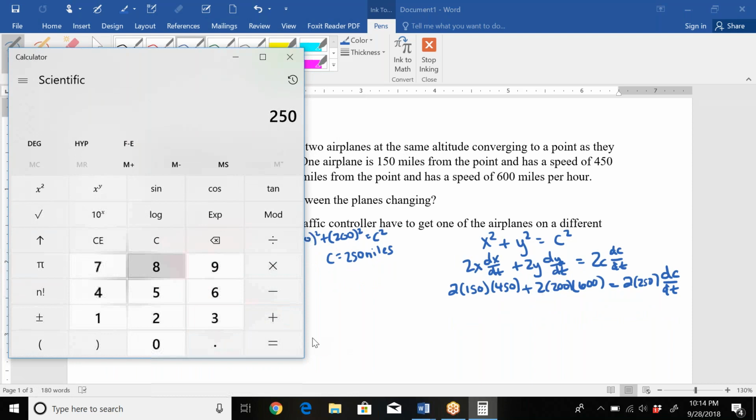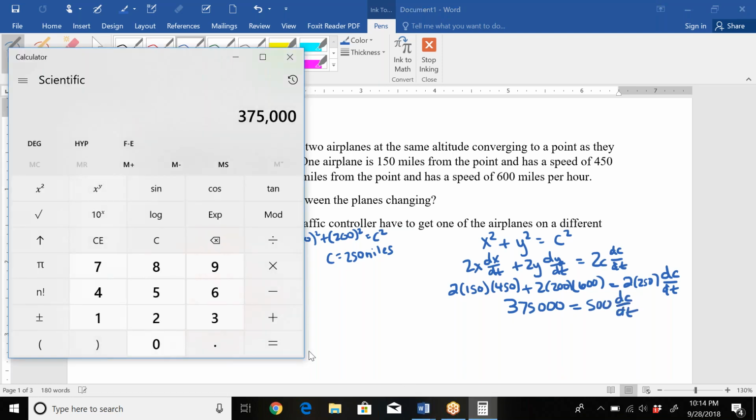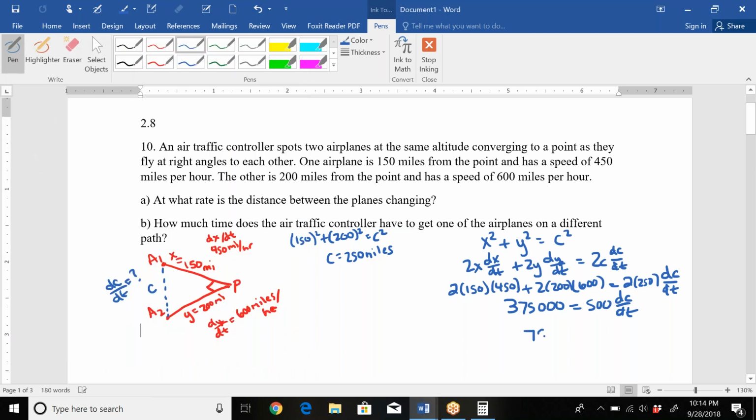And we're going to work that out. So this is 2 times 150 times 450 plus 2 times 200 times 600. So that means this side is 375,000 equals, that would be 500 dc dt. And if we divide this by 500, we're going to get a number, but we have to think about if it's the right value. So that's 750 miles per hour.